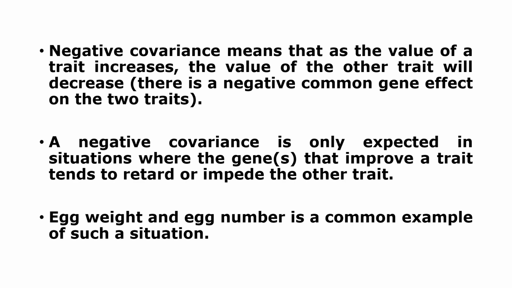And such a negative covariance is only expected in a situation where the genes that improve a trait tend to have a negative impact on other traits. A typical example is egg weight and egg number. You would have noticed that as the egg weight increases, there's a corresponding reduction in the number of eggs, and the reverse is also true.